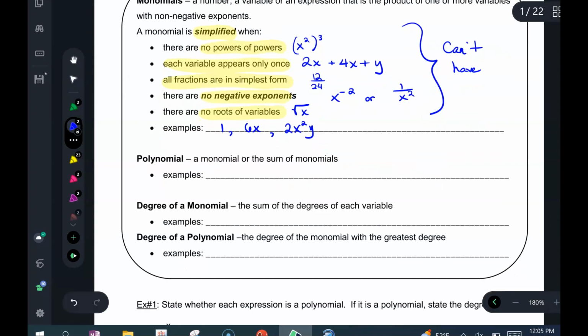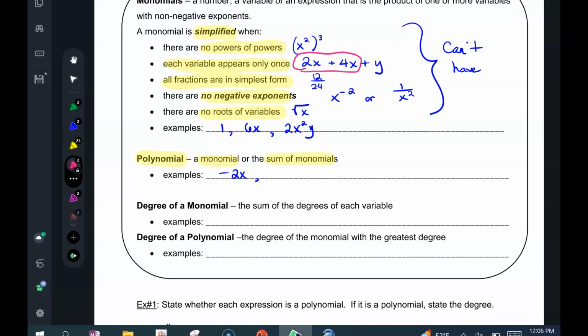Okay, got it. Now, a polynomial is a monomial, or the sum of monomials. So it could just be negative 2x, or 2x squared y. You can have that. Here's the key: with a monomial, you can't have a plus or a minus sign in between things. You would want that just to be 6x, not 2x plus 4x.